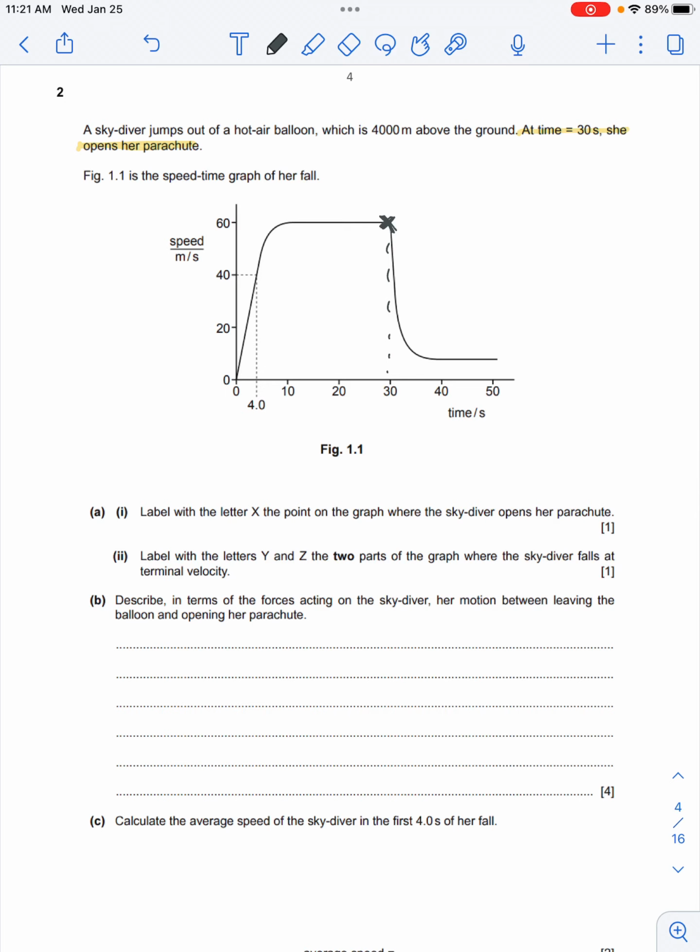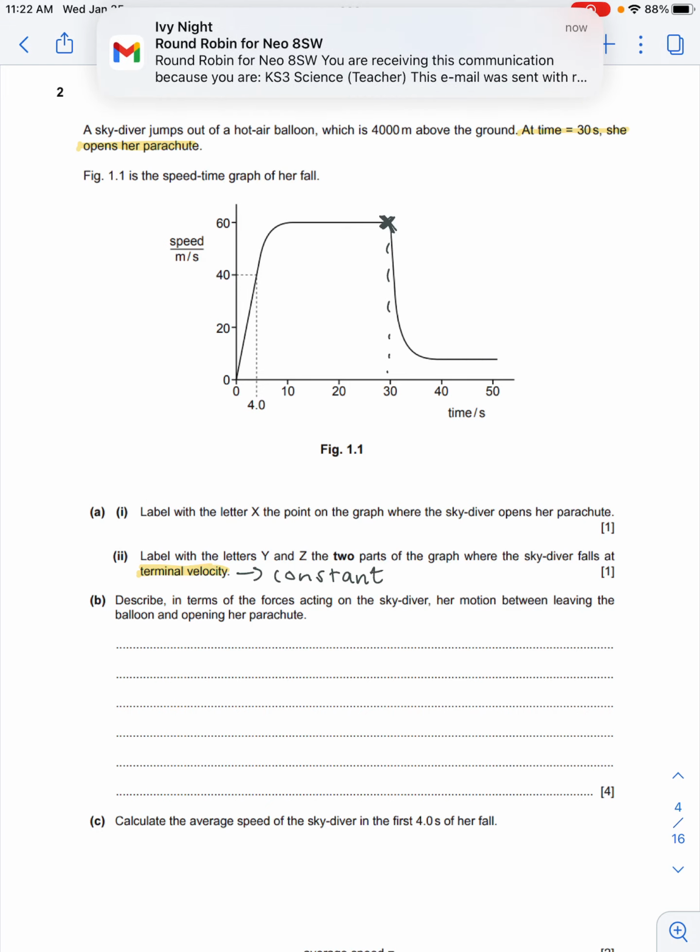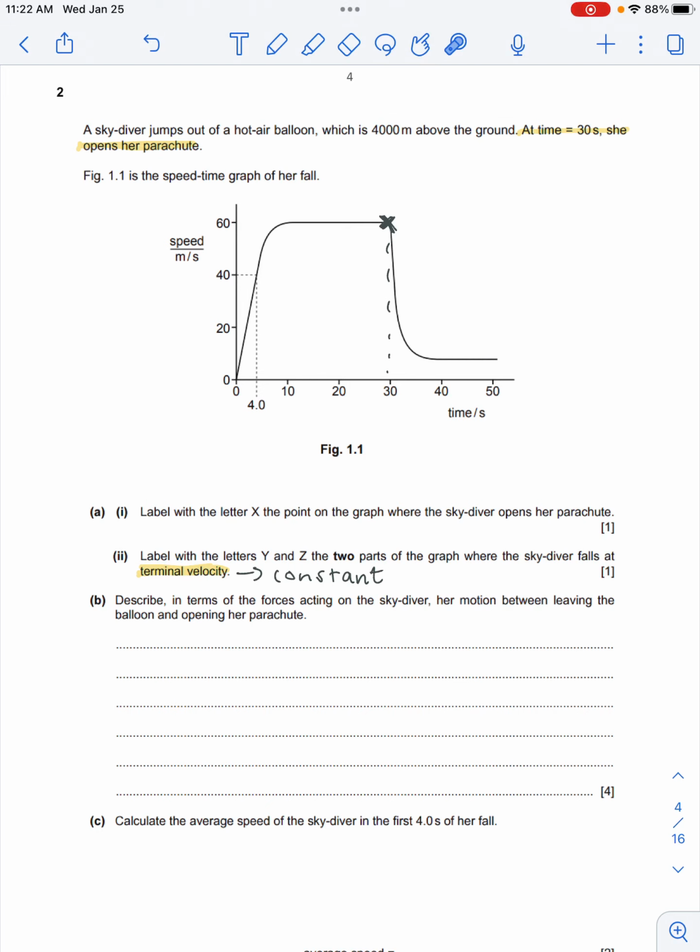Then for the second part of A, we want to label Y and Z as the two parts where she has a terminal velocity. Terminal velocity we know is constant. And on a speed time graph, that means that I'm at the same speed value the whole way, so it just looks like a horizontal line. So that's these two sections here. Oh, not an X, we want a Y and a Z.